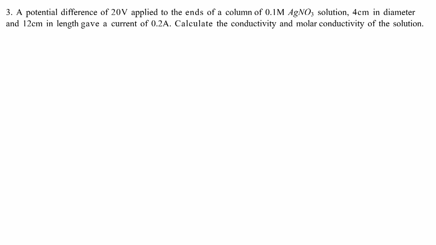It says a potential difference of 20 volt applied to the ends of a column of 0.1 molar AgNO3 solution, 4 centimeter in diameter and 12 centimeter in length, gave a current of 0.2 A. Calculate the conductivity and molar conductivity of the solution. According to Ohm's law, V is I times R, so R is V by I.